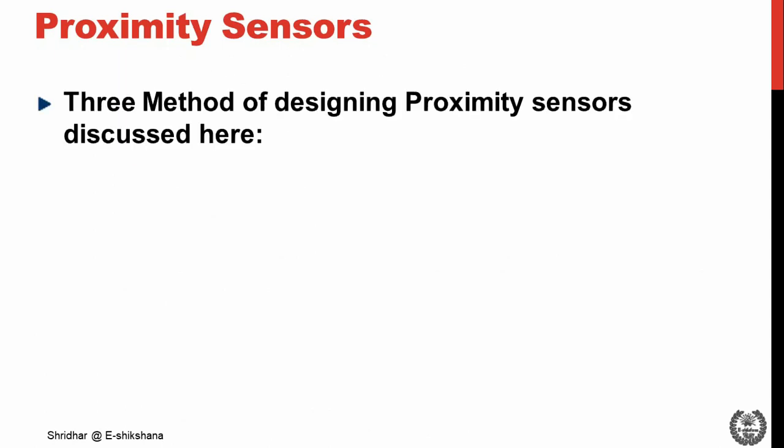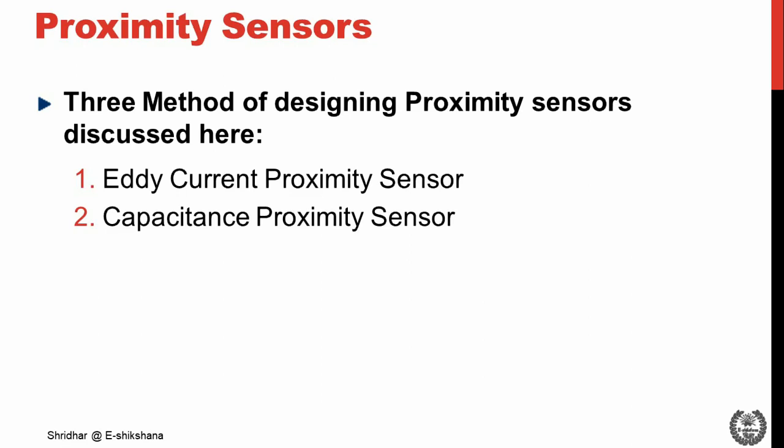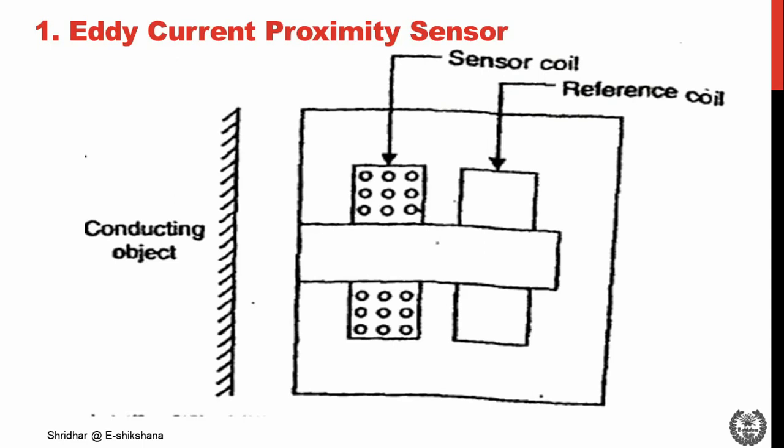There are three methods of designing proximity sensors: eddy current proximity sensor, capacitance proximity sensor, and inductive proximity switch. First, we'll start with the eddy current proximity sensor. The eddy current proximity sensor consists of a sensor coil and a reference coil, as shown in the diagram. The working principle and construction we are going to discuss.